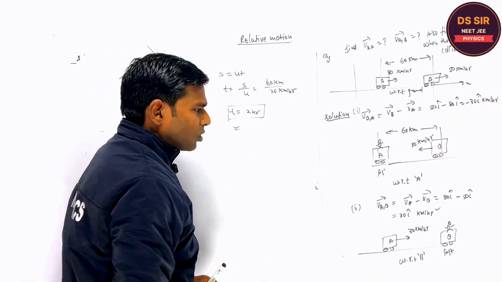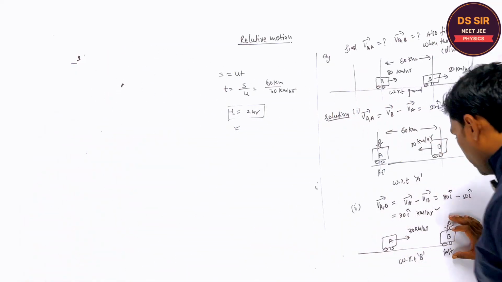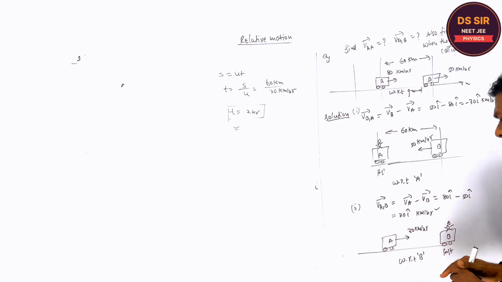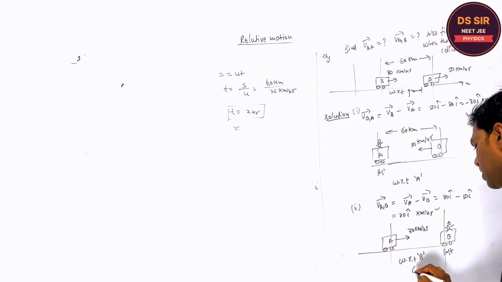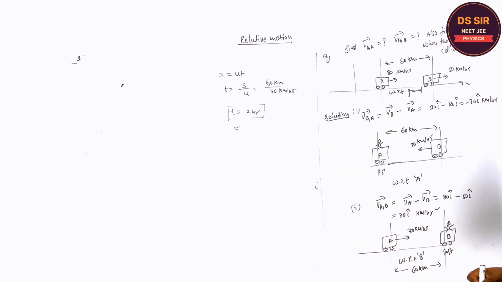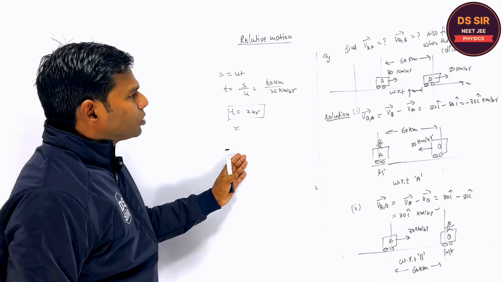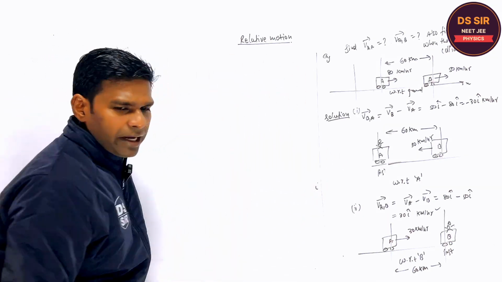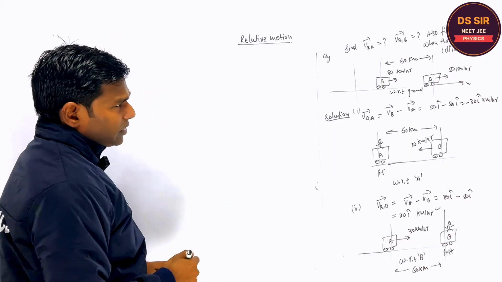Is it clear or not? In the same way, if you are sitting on B and A is coming toward you, the initial separation is 60 km. The same formula you will apply, and after 2 hours, the car A will collide with the car B. Is it clear? Copy this. So this is the question we have done. We can find another trick to solve this question.